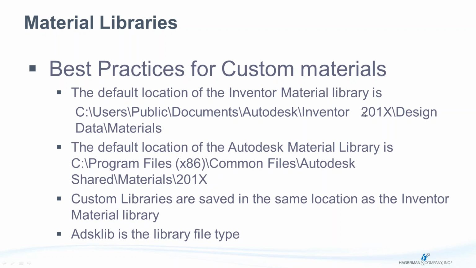Well, the default Inventor materials are located here in the public documents path. The default Autodesk material library is a common file used by many Autodesk products. It's not just Inventor. So we want to keep that where it's located, but we can still pull things from that library and put them into our custom library, and we'll look at that process. And then the custom libraries, as we create those, are saved in the same location as the default Inventor material library, and that file type is the ADSK LIB file type.